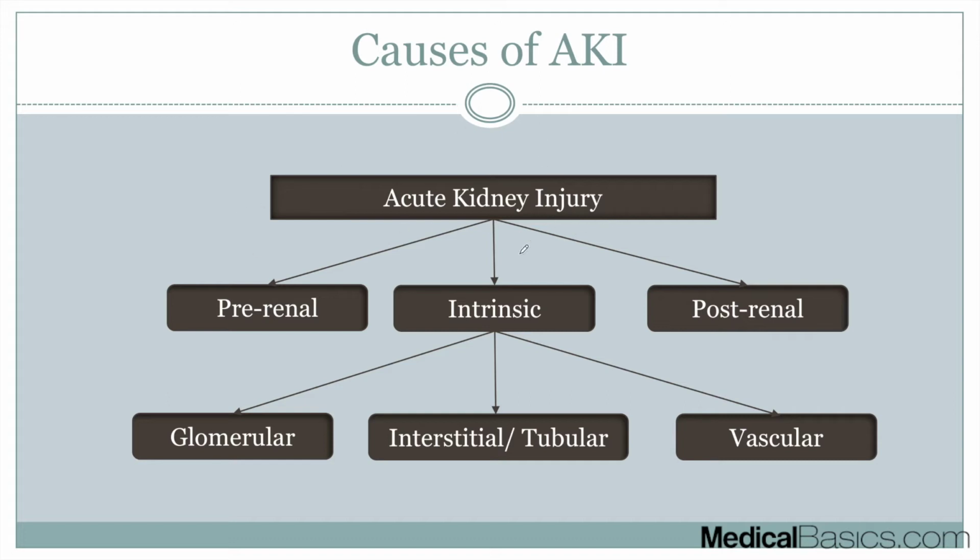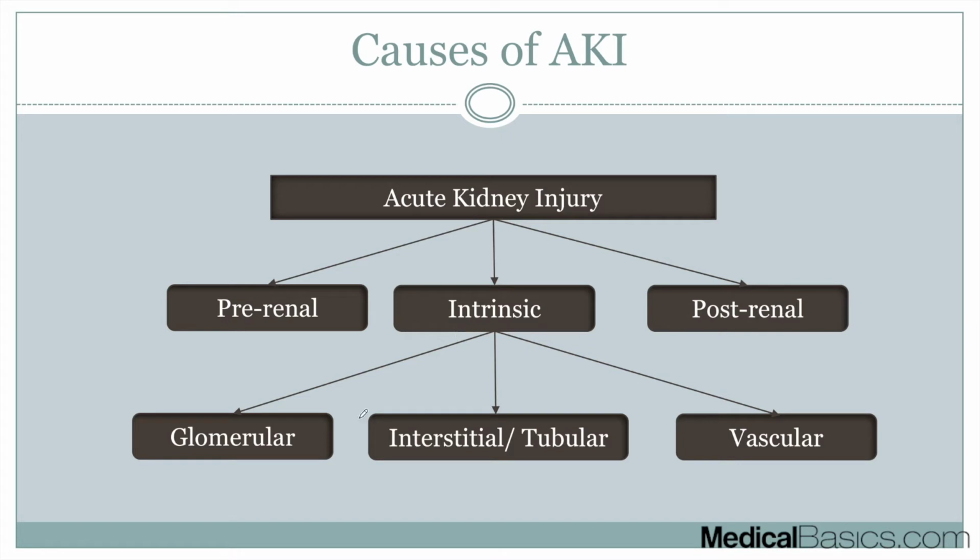So within AKI, you can have prerenal, intrinsic, and postrenal. Intrinsic, also just intrarenal, so anything that can damage the kidney itself is going to be intrinsic. Prerenal is going to be anything before the kidneys, and postrenal is going to be anything after the kidneys. That's the simplest way to approach this.